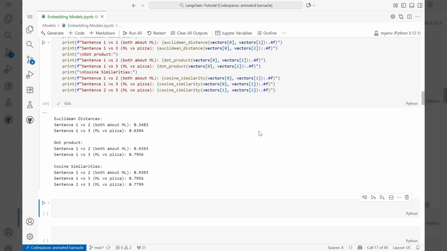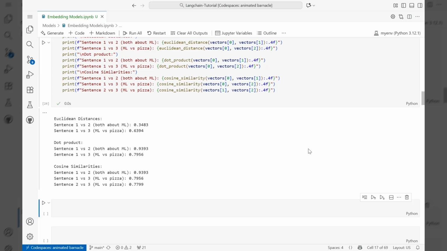Now look at these numbers. Sentences 1 and 2, which both speak about ML, have high cosine similarity, while sentences 1 and 3, where one speaks about ML and another speaks about pizza, have lower similarity. If you go to Euclidean distance, 1 and 2 have a small distance. That's why they are close together, while 1 and 3 have a large distance. That's why they are far apart from each other. And this is exactly what you want. The embeddings capture that the first two sentences are semantically related, while the third sentence is different from 1 and 2. And 1 and 2 are similar even though they use different words. So it is capturing the context.